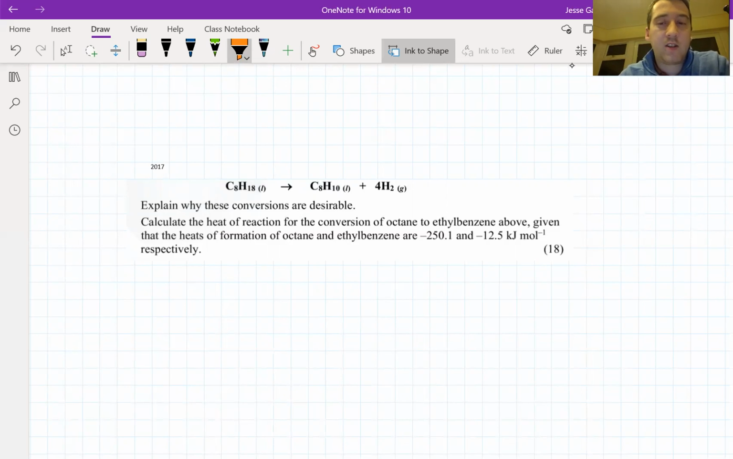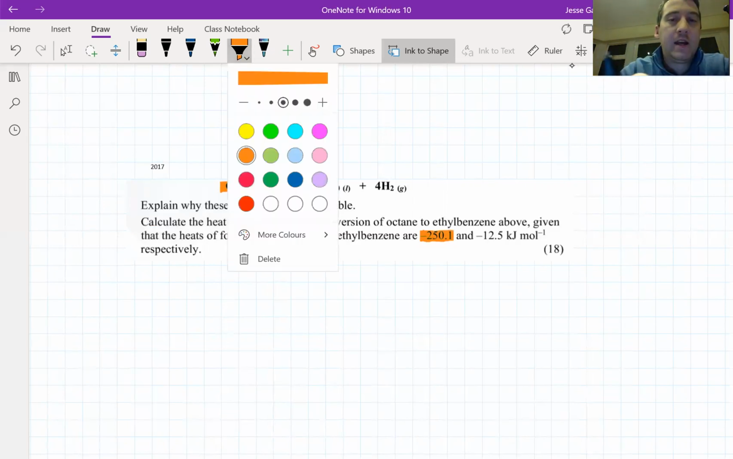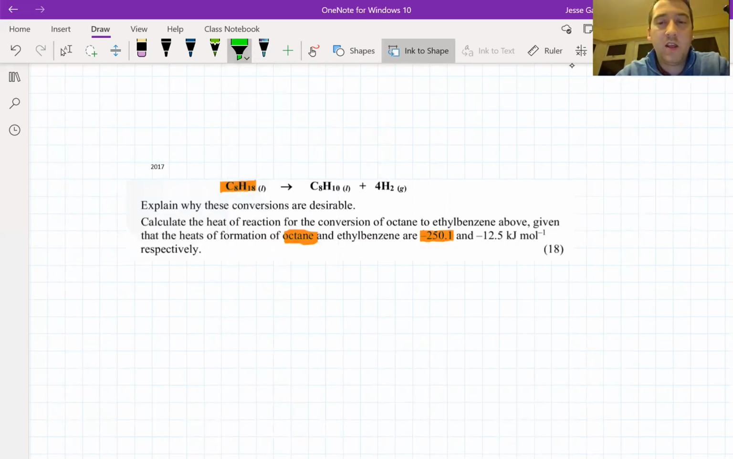So let's check this out. Calculate the heat of reaction for the conversion of octane to ethyl benzene, given the heats of formation of octane. So octane is the first name, so it's the first number. And octane has 8 carbons, and it's an alkane, so it's going to have 18 hydrogens, and that's it there. Okay, second color I'm going for is green. The second thing is ethyl benzene, the second name, so it's the second number, and this has got to be ethyl benzene.